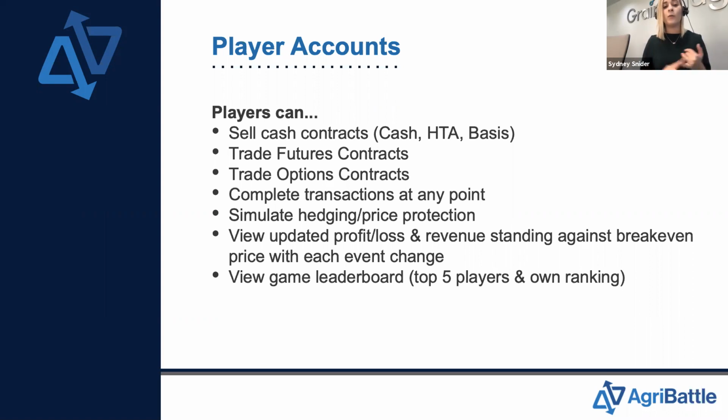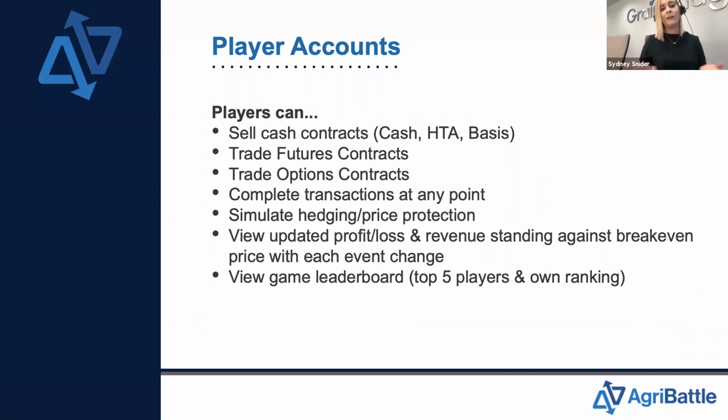Players can view their profit and loss and their revenue as prices change. We market against those current prices with any open contracts or any unsold production, and we can see that against their break-even price. So at any point they can see whether they are currently experiencing a loss or a profit, and by what percentage that profit or loss is versus their break-even.